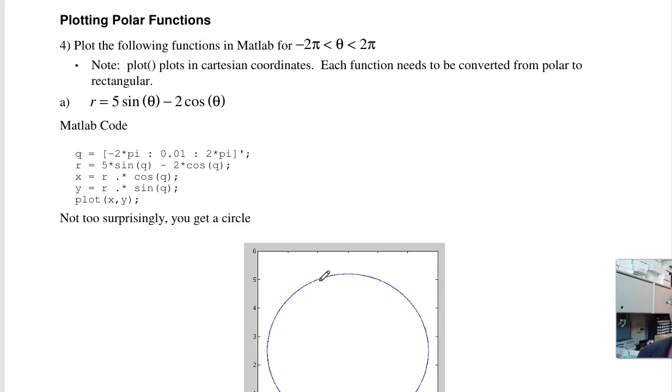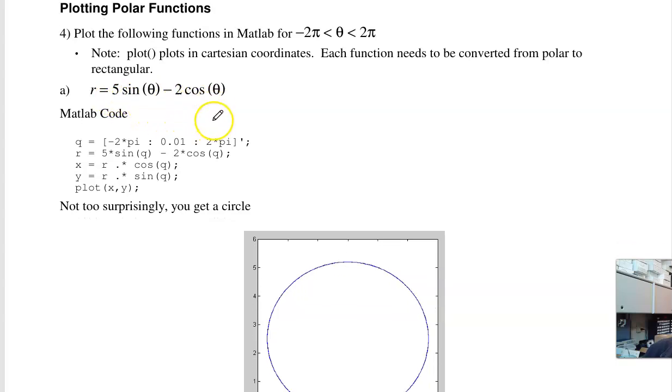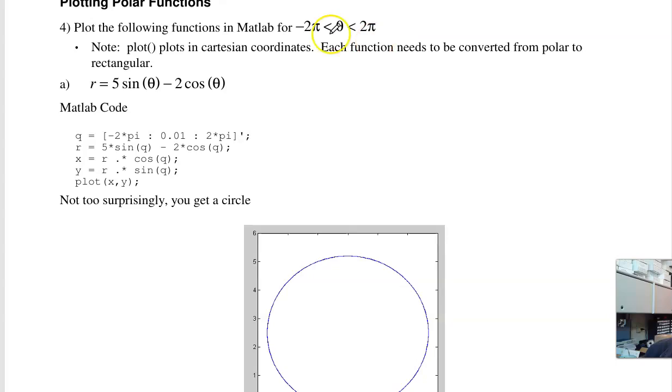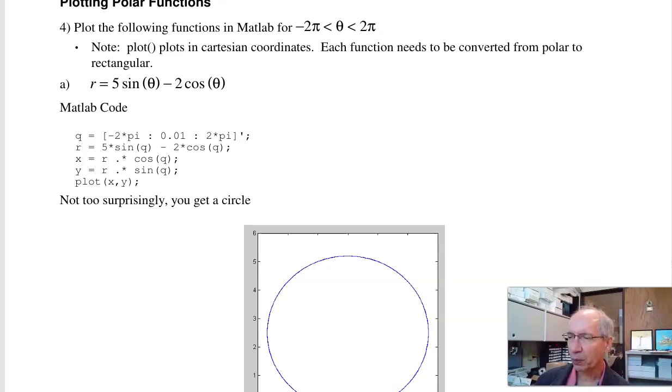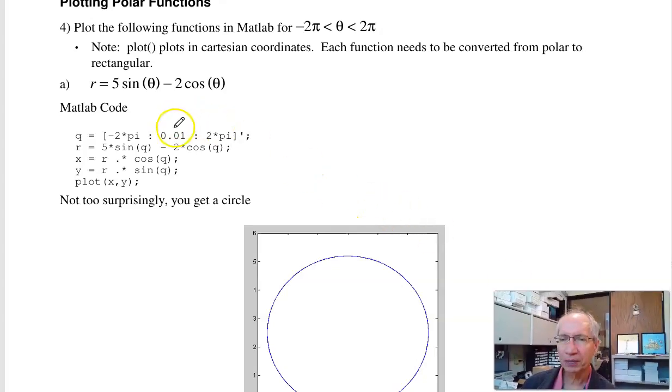Problem 4 is plotting polar functions. Now polar functions, actually, sine and cosine are all about the unit circle. If I do something like this, the radius is 5 sine theta minus 2 cosine theta, for theta going from minus 2 pi to plus 2 pi. This is what I get. I'll take angle from minus 2 pi to plus 2 pi, steps of 0.01. Step size is kind of arbitrary. More than 2, less than a million points.